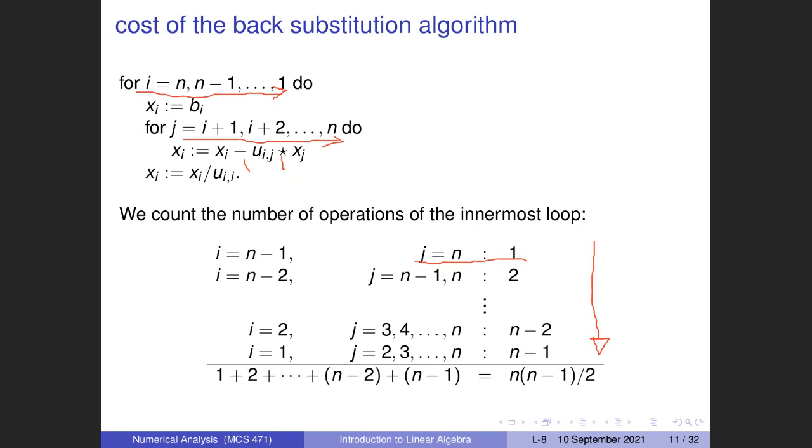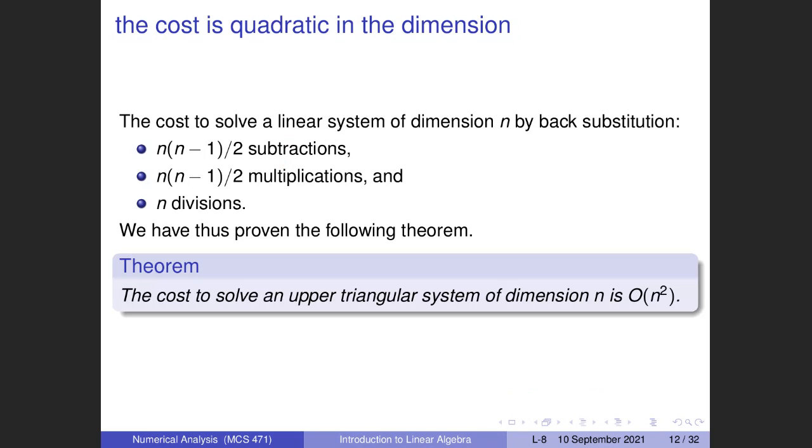But the point is, if you make the sum here, you get a quadratic cost. So we have the n square that is getting up. It's divided by 2. But then it gets multiplied by 2 again. So we have an n square number of operations. And here it's spelled a little bit better out. So we have the number of subtractions and the number of multiplications and the number of divisions.